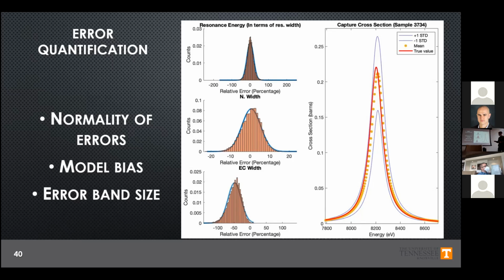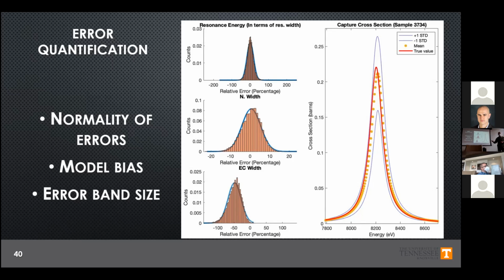The three key things in this error quantification is that we can see that our errors are normal in each of our three parameters. We're also able to account for the biases that occur in that fit. So we can see across thousands of runs that our capture width is consistently being underestimated.